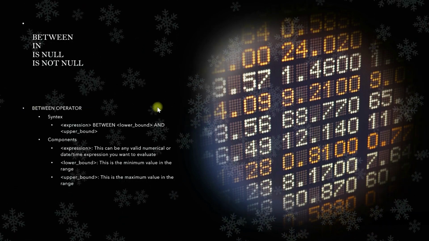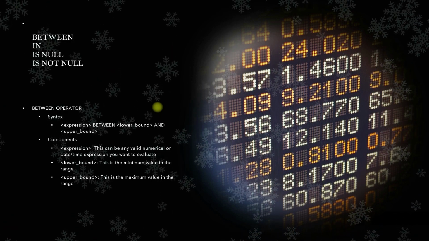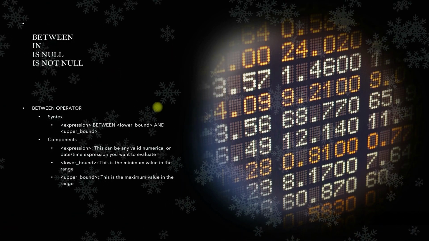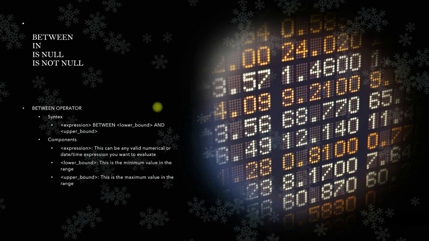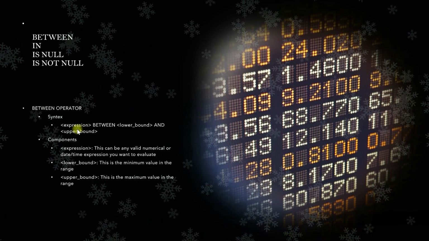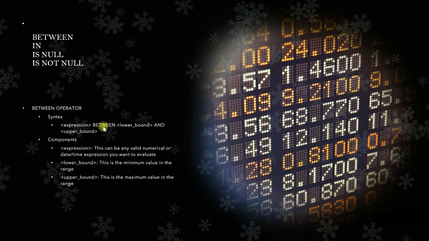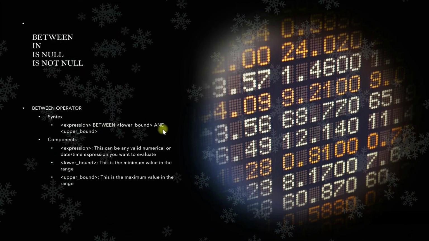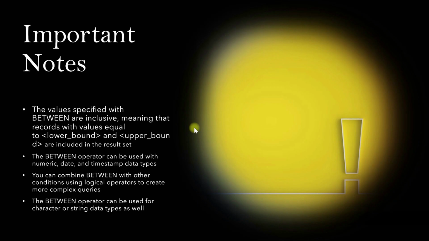The BETWEEN operator is used to filter a result based on a specific range of values. This operator is particularly useful when you want to retrieve records within a certain numeric or date range. The syntax is simple. We use an expression or column name, after that BETWEEN, the lower value, and then the upper value. So let us start with the demo.